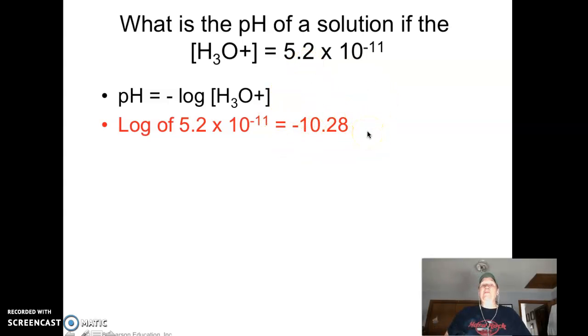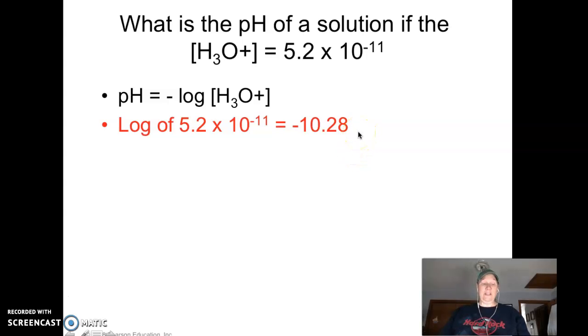Before we had really fancy calculators, and yes, I know that makes me really old, what we'd have to do is use a chart. We didn't have a calculator. We'd look on the chart and find 5.2 and what its number is. Let me see if I can do that on mine. The log of 5.2 is 0.72. Okay, this is 0.72 minus 11, and that's when you get the 10.28.